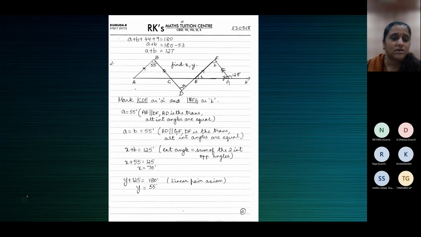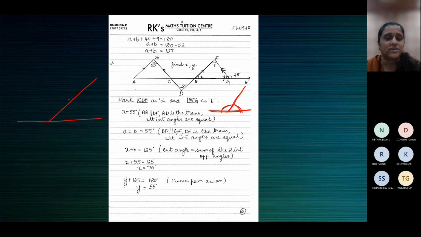Linear pair axiom. When there's a straight line and a ray on it, this is a ray which stands on the straight line. These two angles form a linear pair because they stand on the same straight line. This ray makes two angles on the straight line. The sum of these two angles is equal to 180 because these two angles are on the straight line.